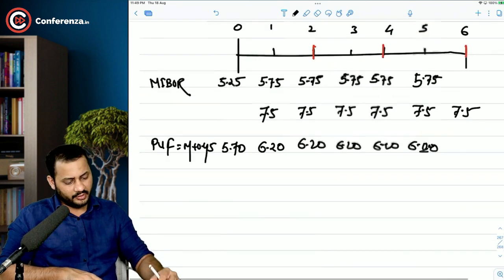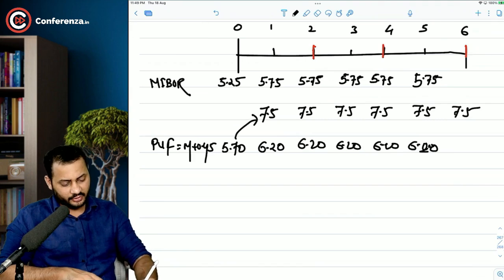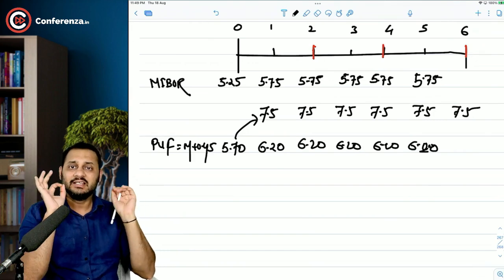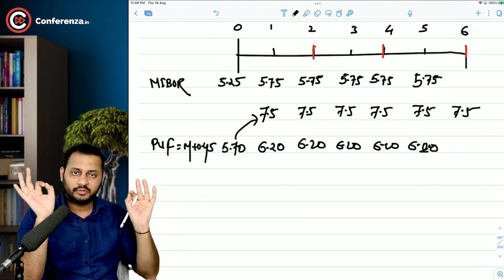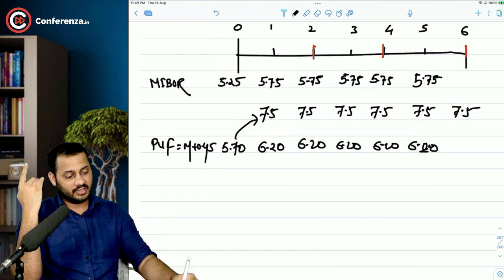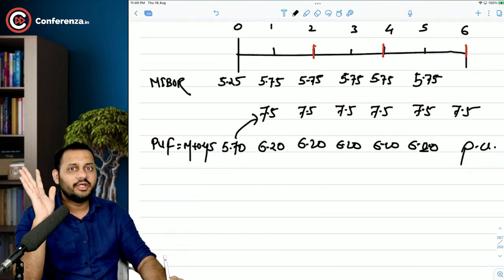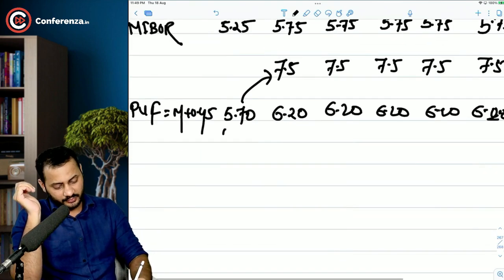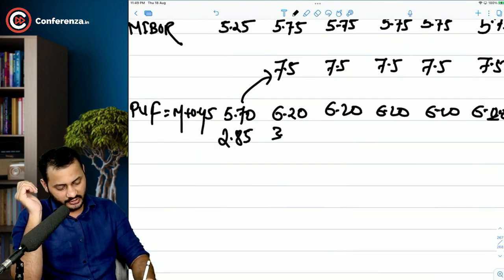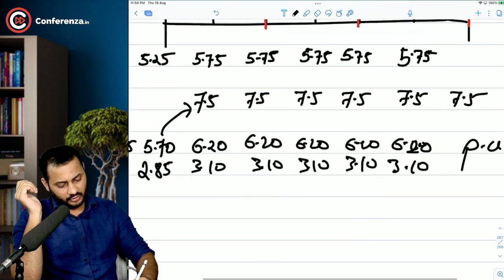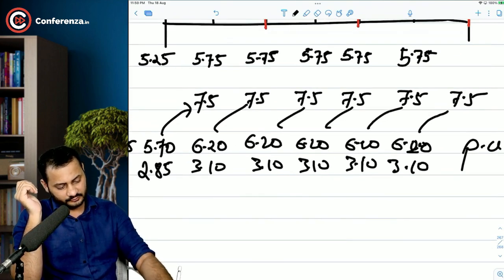Okay, now understand that this is going to be the rate to discount 7.5 lakh. 7.5 lakh is the saving for every 6 months. True, but these are the rates per annum, on a per annum basis. So we have to convert the rate also into a 6 months rate. So it will be 2.85, 3.10, 3.10, 3.10, 3.10, 3.10. So all the rates will be this.